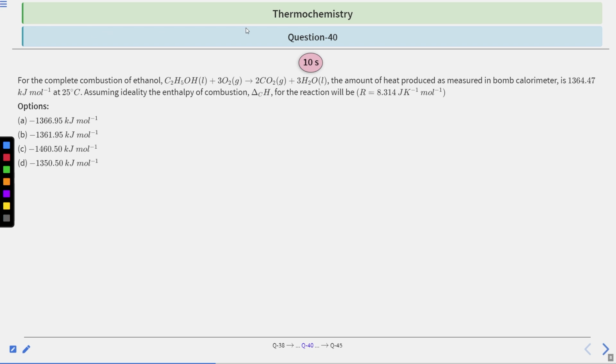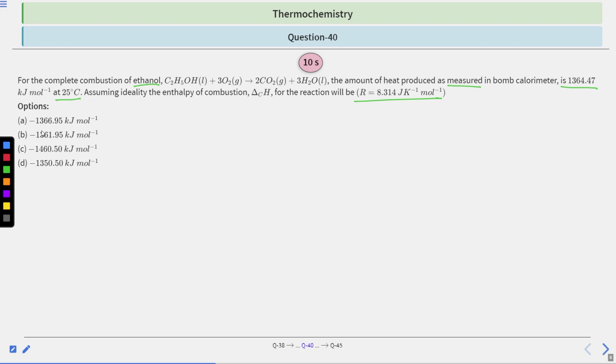Question number 40. For the complete combustion of ethanol, C2H5OH plus 3O2 gives 2CO2 plus 3H2O. The amount of heat produced as measured in a bomb calorimeter is 1364.47 kilojoule per mole at 25 degrees Celsius. Assuming ideality, the enthalpy of combustion del CH for the reaction will be. So we have to find out the enthalpy of combustion. R is given here as 8.314 joule Kelvin inverse mole inverse.